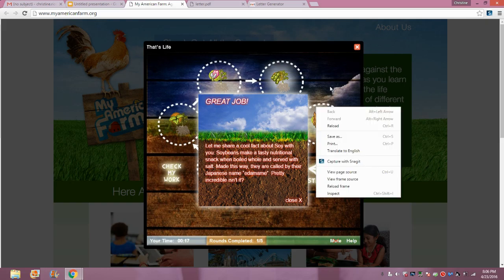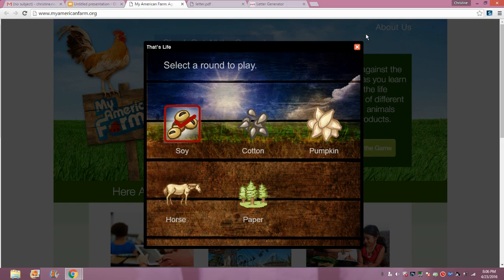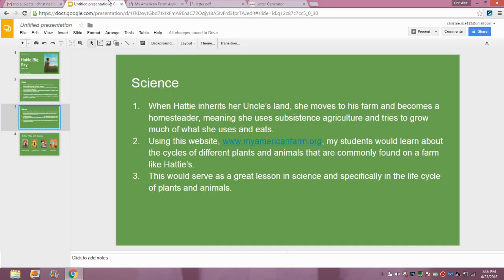So I thought this was a great website not only for learning about the cycles of animals on farms, but also just understanding agriculture and the difficulty of farming. And I thought this was a great and interactive science lesson.